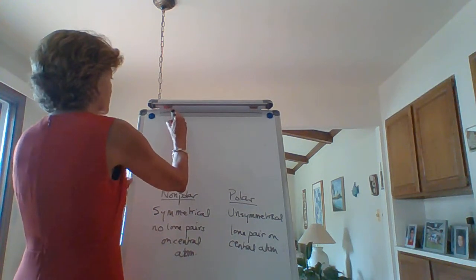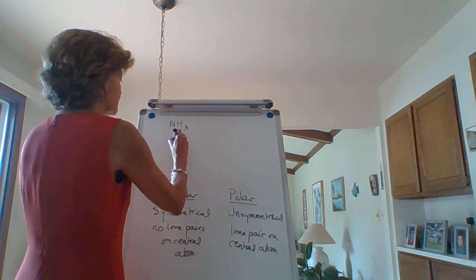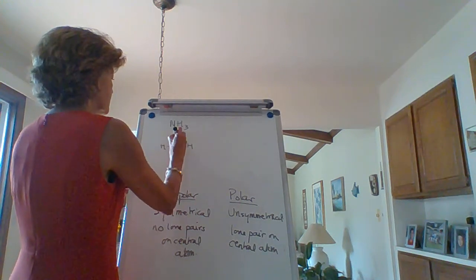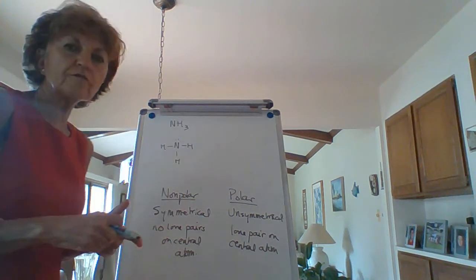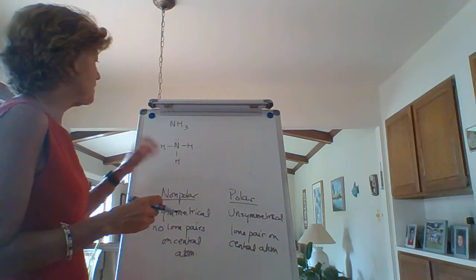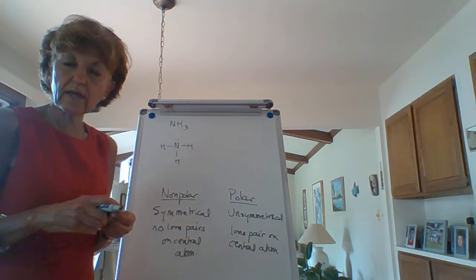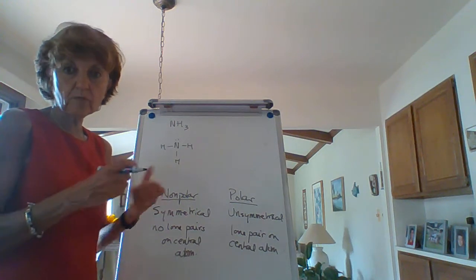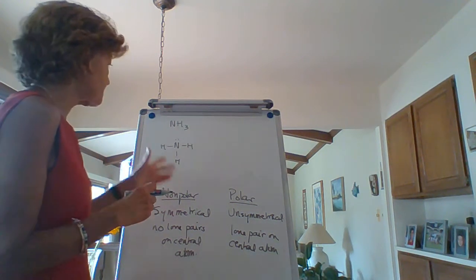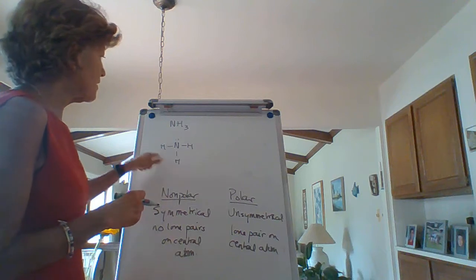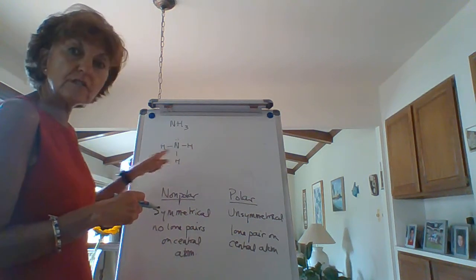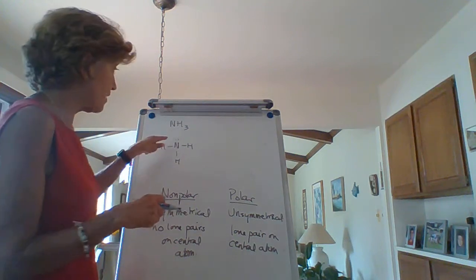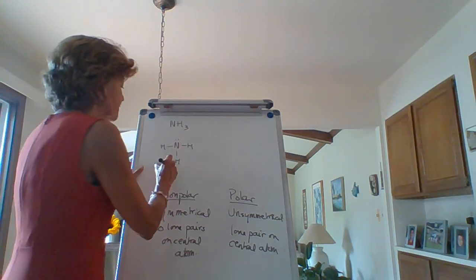Let's say I have ammonia, NH3. That's the Lewis structure for ammonia. It's a tetrahedral electron arrangement, trigonal pyramidal shape or molecular geometry. Can you see that you have 3 hydrogens here? So you would say, oh, it looks symmetrical, but no, you've got this lone pair, so therefore this is polar.